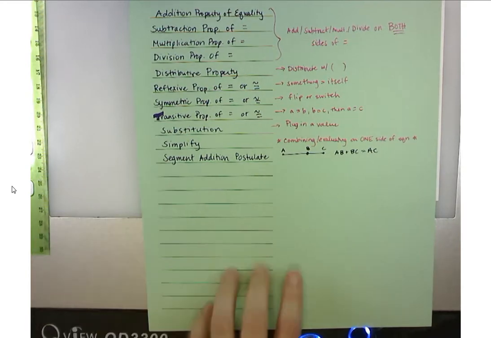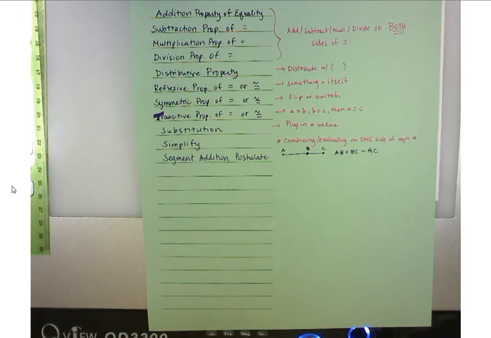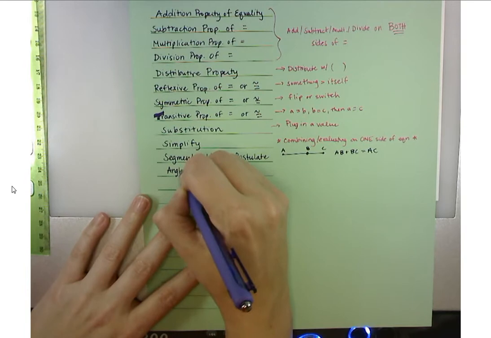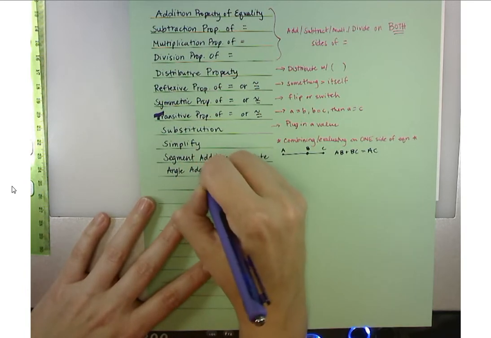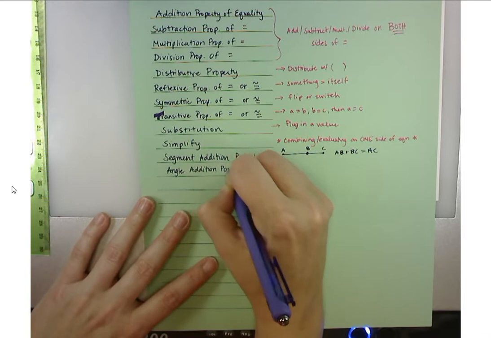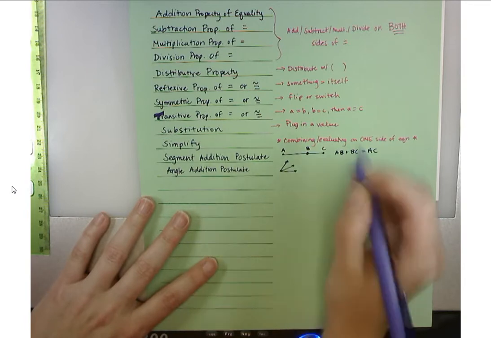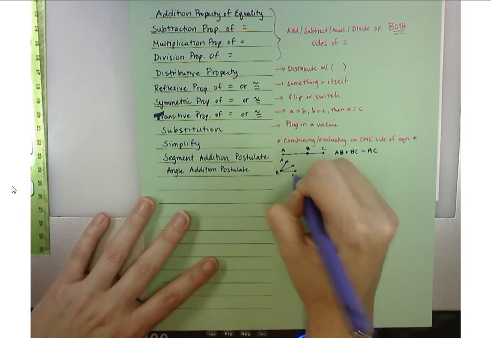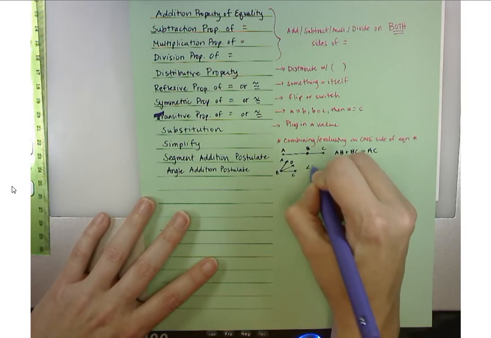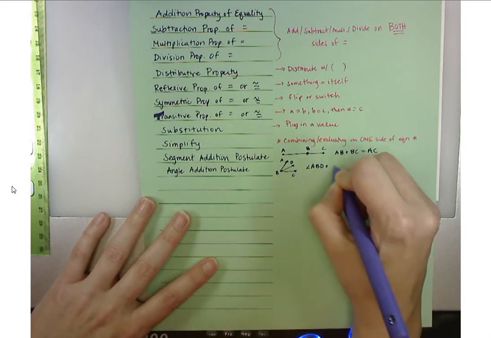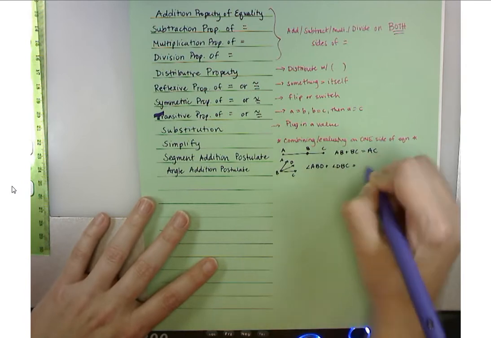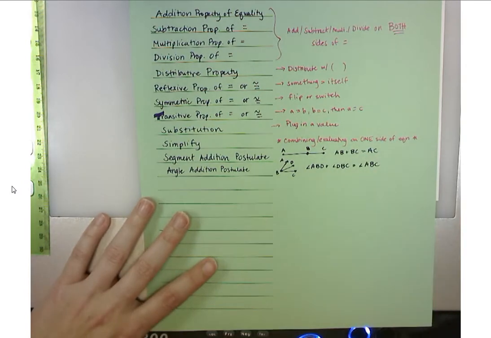Is there another addition postulate that we have? Is it only for segments or does it apply to something else? Angles. Uh-huh. Yeah. We could do like an angle addition postulate. Yep, so we have the angle addition postulate as well. So we can call this A, B, C, and D. So angle ABD plus angle DBC is going to be equal to angle ABC.